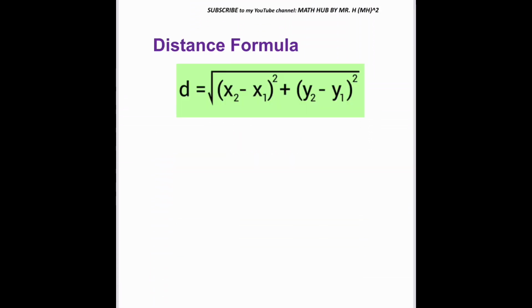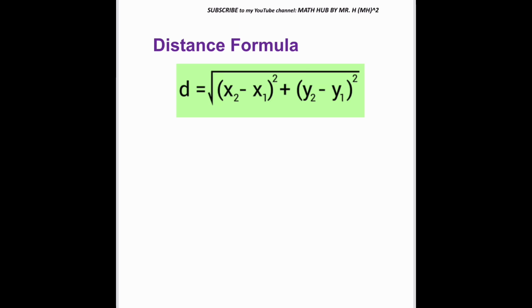Alright, so the distance formula is d equals the square root of (x sub 2 minus x sub 1) squared plus (y sub 2 minus y sub 1) squared. Now, what is the distance formula about? The distance formula is used to tell how far apart from each other two points are.